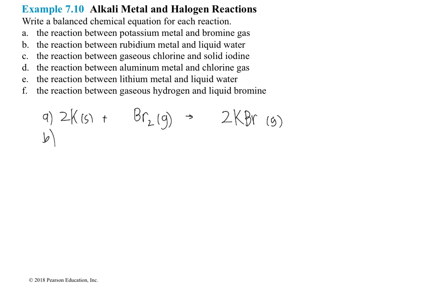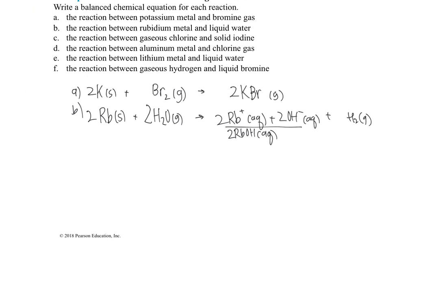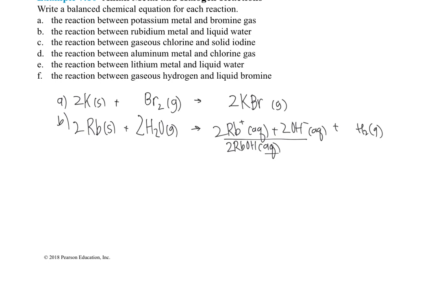The next one we have rubidium and water. So rubidium, Rb, solid plus water gives us, now rubidium is an alkali metal, so it's going to produce rubidium, oops, Rb, not Ru, sorry, +1, aqueous, plus hydroxide, plus hydrogen gas. And then we'll need 2 of each of those, and 2 of these to give us that 1 hydrogen. And you wouldn't be wrong if you wanted to do like 2 RbOH aqueous, because when we write those, they could be broken up or together. Because they're aqueous, it's kind of implied.